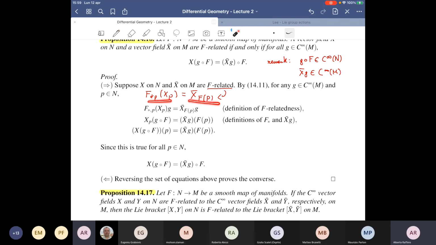Then these are vectors at the point F of p. Apply them to the function G in this way. Then you recall the definition of the differential, which you saw last time. This is just the vector X_p applied to the composition of G with the function F. And here you apply the definition of this function, which is just what you obtain taking the derivative of G with respect to X and then applying it at the point F of p.